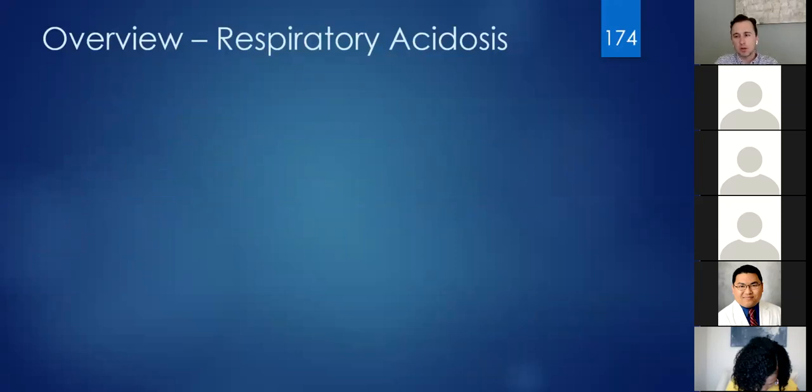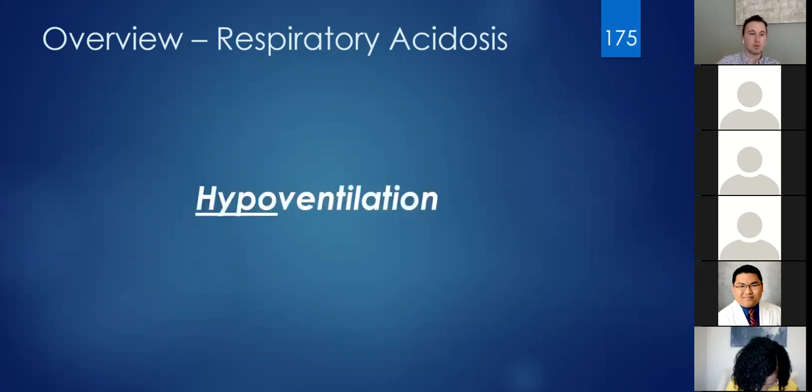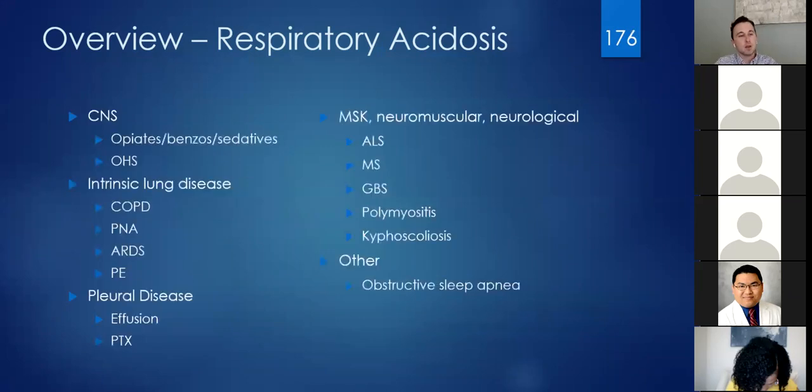Okay, so as I alluded to earlier, the primary issue in respiratory acidosis is hypoventilation. So really, no matter what's going on, it all begins and ends with hypoventilation. Anything that causes hypoventilation can cause a respiratory acidosis. And if you're looking at your most common causes of respiratory acidosis, through different mechanisms, all of these things lead to reduced ventilation, which leads to a rise in CO2.